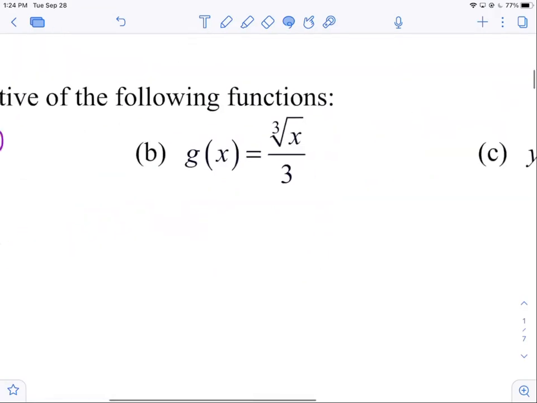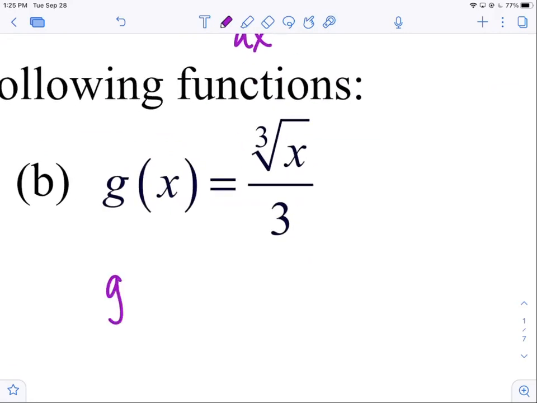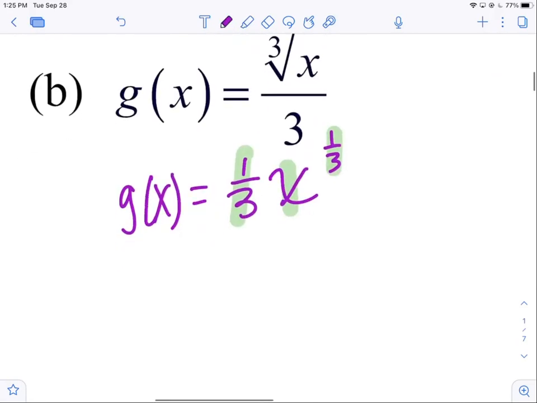Now, on the next one, the power rule is powerful, but it only works when I write my expression in the form ax to the n. That's not quite what I got here, right? So sometimes there's a little work on the front end, right? So I'm going to write that as 1/3 times x to the 1/3 power. Is that in the form ax to the n? Ax to the n. Bingo!